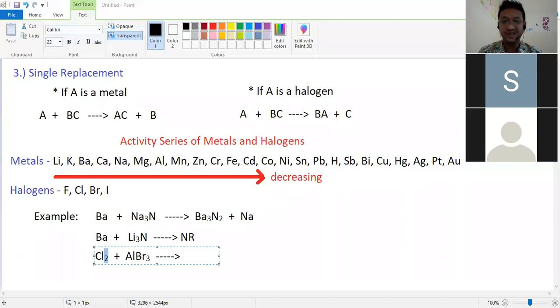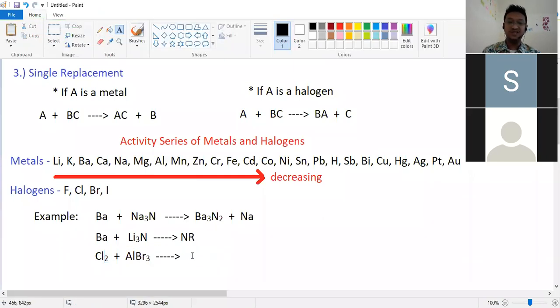Yes, this is correct. So it will be AlCl3 plus Br2. Jaya's answer is almost there, but he missed making bromine into a diatomic element. Okay, remember when we discussed this when you were in SME 1, we have 7 diatomic elements. Do you still remember the 7 diatomic elements? What are those?